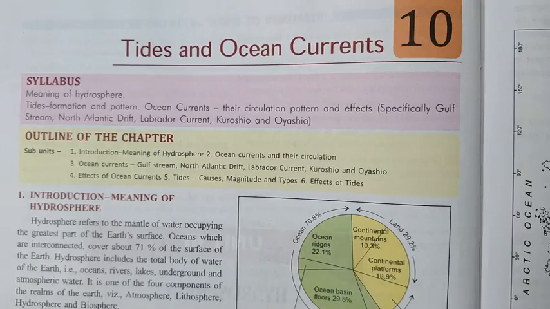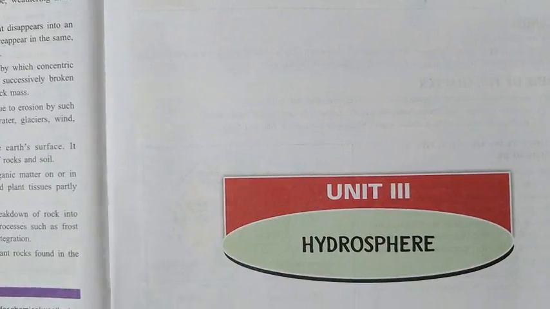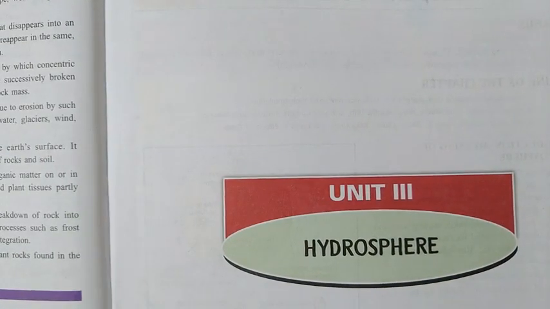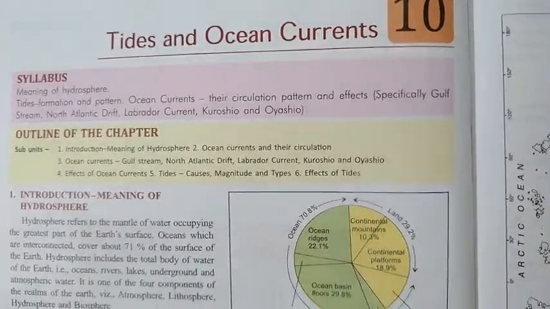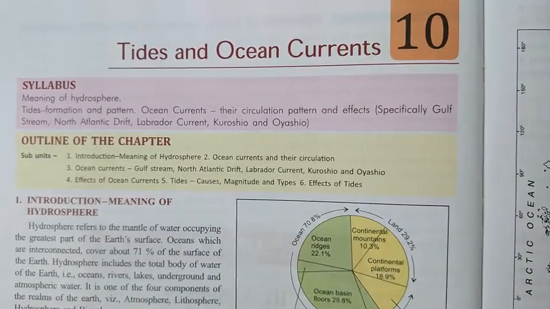Good morning, dear students. Let's start here with chapter 10, that is tides and ocean currents. And this is the unit we're going to study. This is unit 3, and in this we're going to study about the hydrosphere. But this will be only in one chapter. So for the hydrosphere there is only one chapter, and we're going to see about the tides and ocean currents.